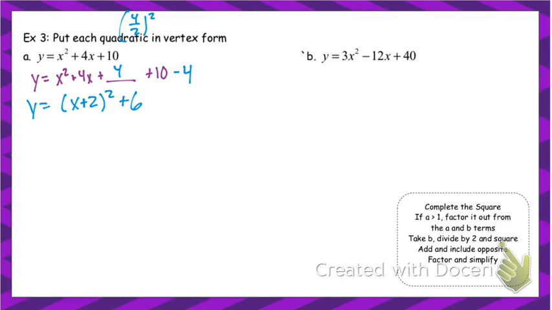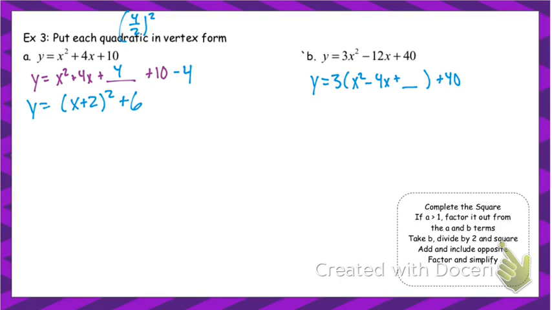All right, looking at b. So this gives me a value that's greater than 1. So if the a value is greater than 1, what we need to do is factor it out for the first two terms. So I'm still going to leave my blank.